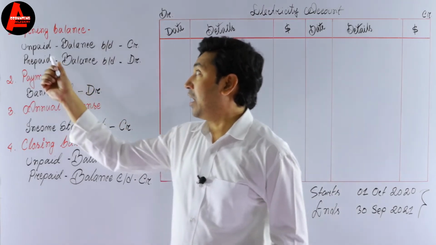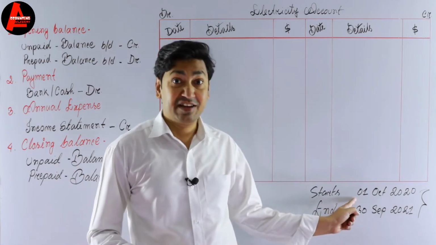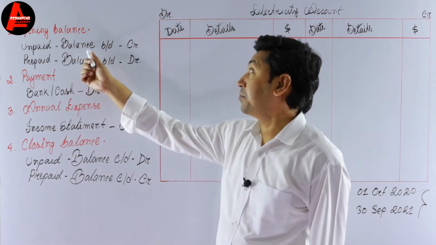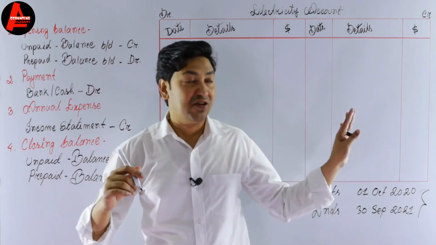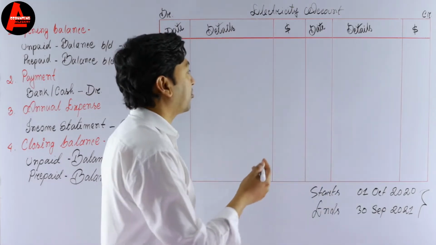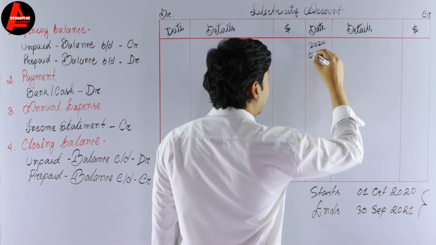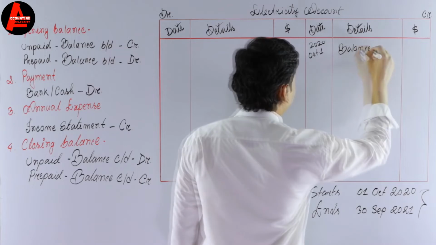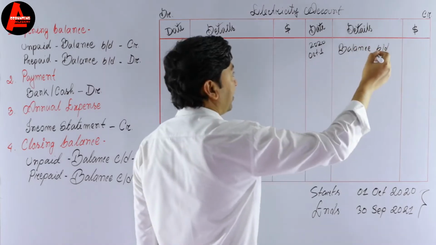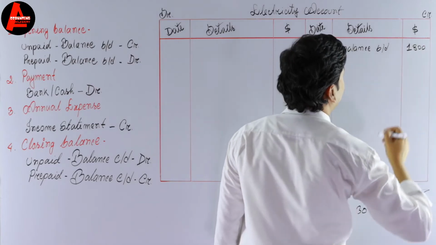So it is an unpaid balance on the first day of the financial period. We know if it is unpaid, it will be balance b/d and recorded on the credit side. Let us write this amount first. The date is 2020 October 1st. Here we write balance b/d, and the amount is $1,800 from the question.